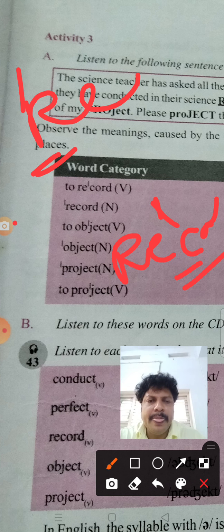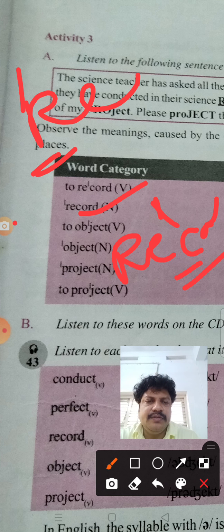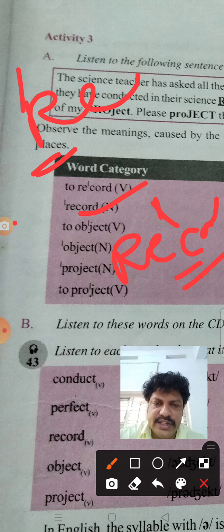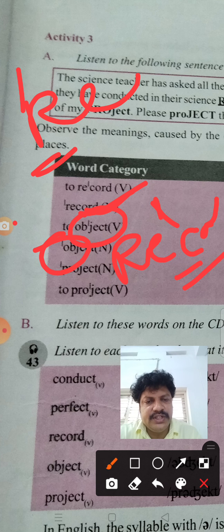In the same way, object. First, object, where we put stress on the first syllable, is a noun. Object means a thing. If you put stress on the second syllable, on the j sound, object, then it is a verb. The meaning is different. Object is a thing; object is objecting or stopping something.